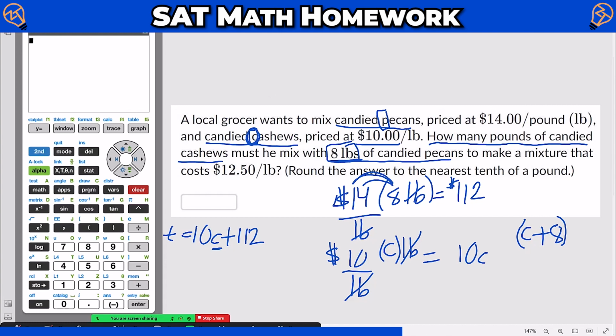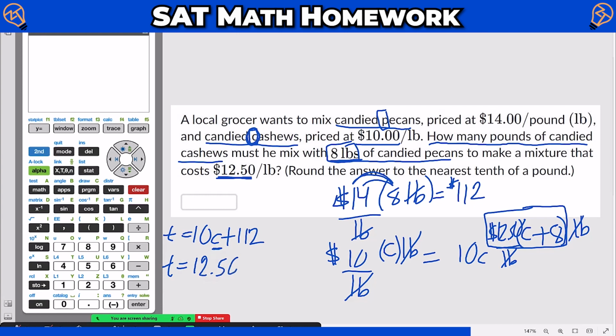The only other information we know is that the cost is going to be $12.50 per pound. Well, remember, the C plus 8 is the number of pounds. So if we have the cost per pound, it would make perfect sense to multiply so that the pounds cancel, and as a result, this quantity would represent the total price. So that too would equal T. So we could say, and maybe even start to distribute it if we want, or just write it out if we decide to keep it as is, we have this as another equation for T.